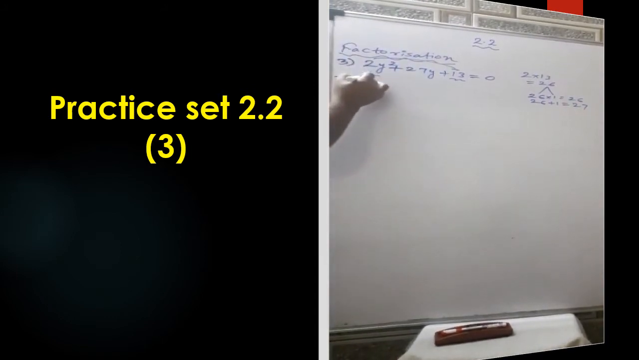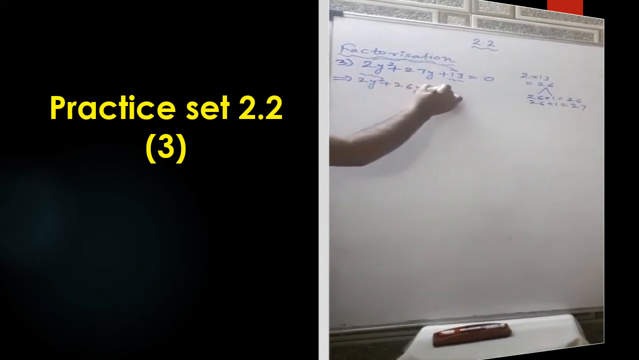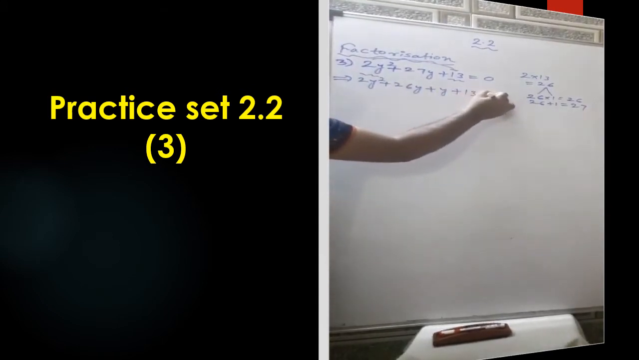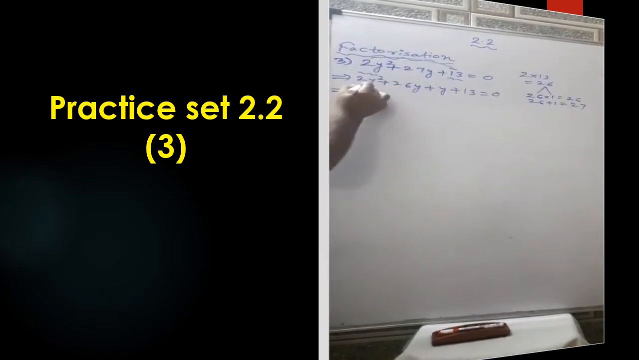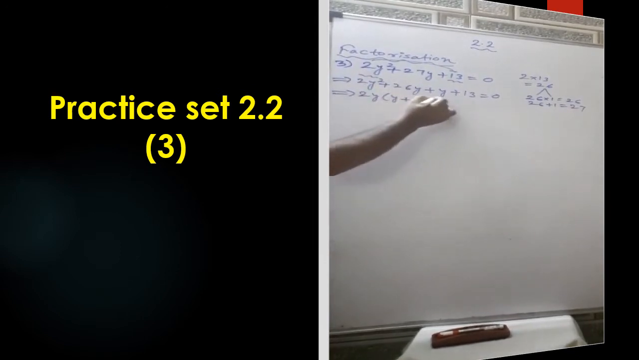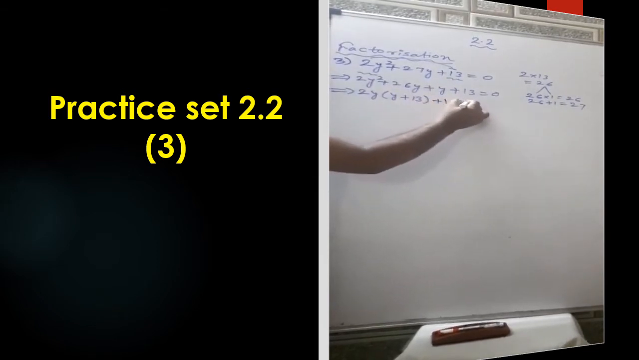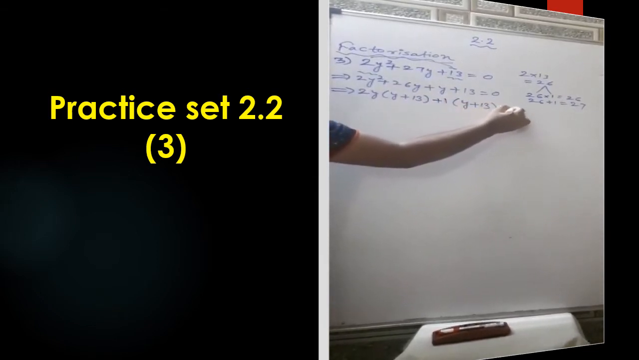So here we factorize the term. So 2y square plus 26y plus 1y plus 13 equals 0. Now we take out the common factor, 2y is common, so y plus 13, because 26 divided by 2 you get 13. Here nothing is common, it means 1. So 1 into y plus 13, that equals 0.